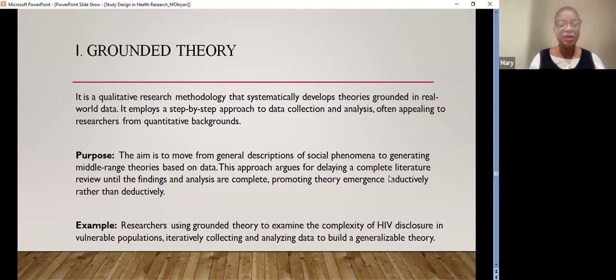So grounded theory systematically develops theories grounded in real-world data. It employs a step-by-step approach to data collection and analysis, appealing to researchers from quantitative backgrounds. The aim of this is to move from general descriptions of an issue to generating theories based on the data.